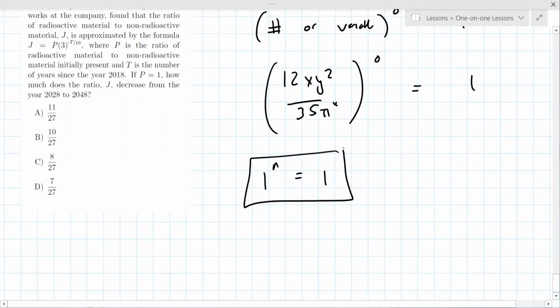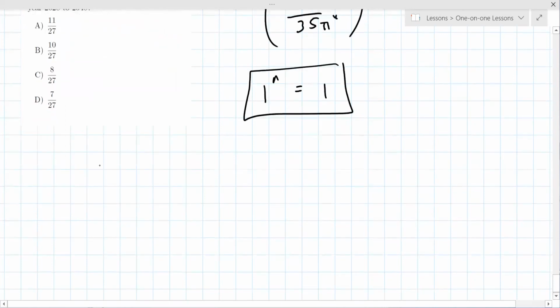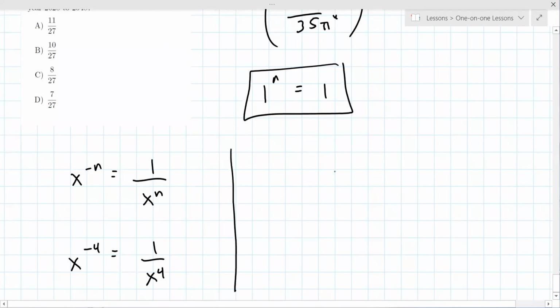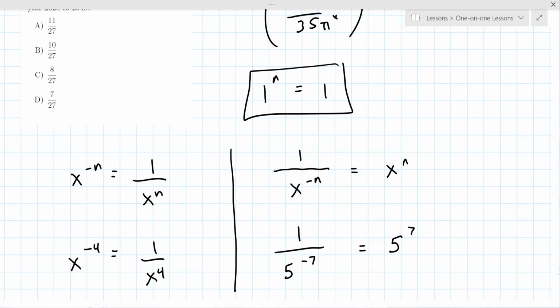There's a couple of things to review here. Now, the ones that you care about are the negative exponents. So x to the negative n is 1 over x to the n. An example of that would be x to the negative 4 is 1 over x to the 4th. It is very much related to 1 over x to the negative n equals x to the n. So if I write 1 over 5 to the negative 7, this equals 5 to the 7th. And you have to be really comfortable moving back and forth between these two.